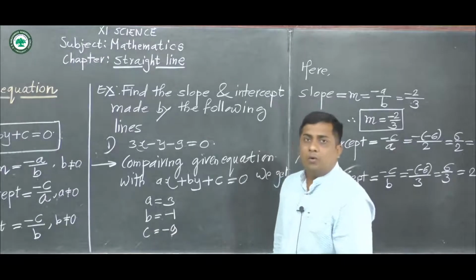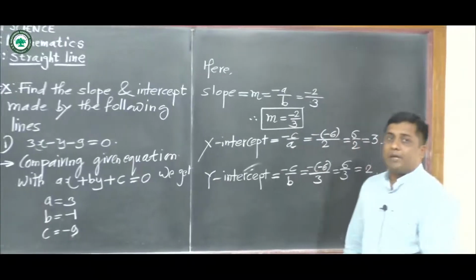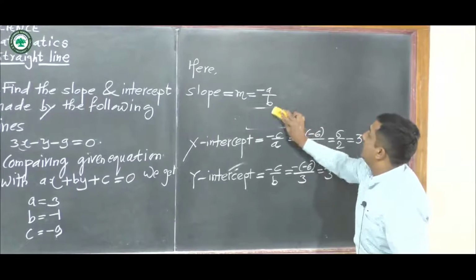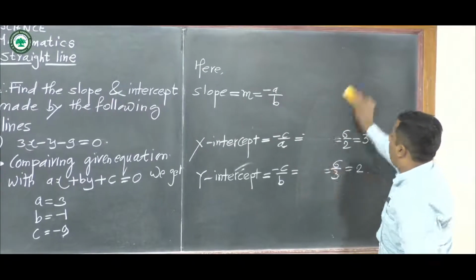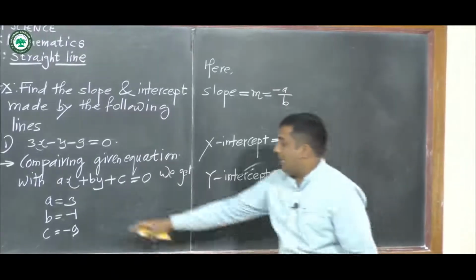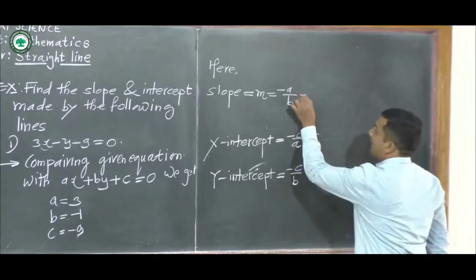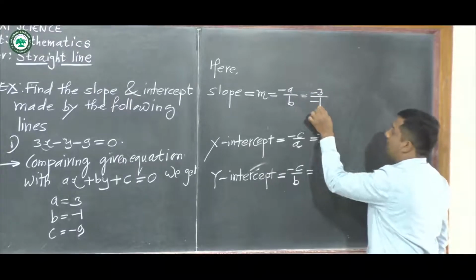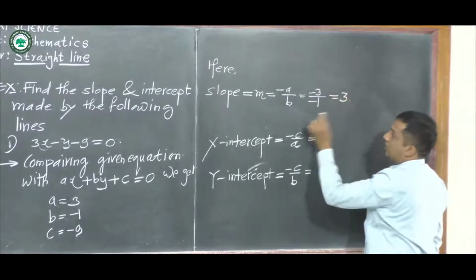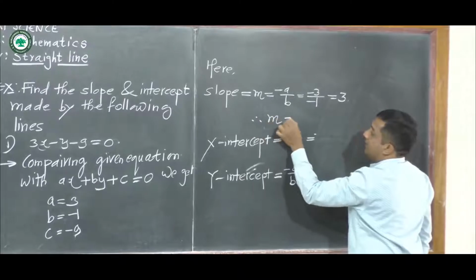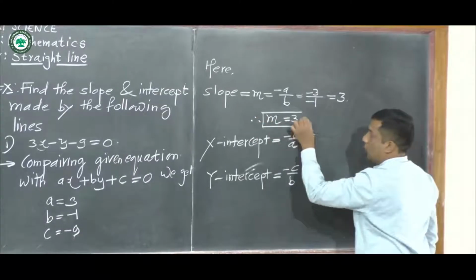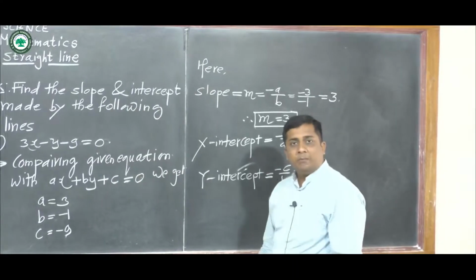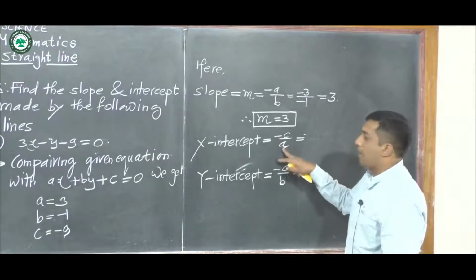Now we find the slope, x-intercept and y-intercept. We know the slope m is minus a upon b. Here a is 3, so we replace a by 3. So minus 3 upon b, which is minus 1, is equal to 3. Therefore m is equal to 3. The slope is 3. Next we have to find the x-intercept. We know the x-intercept is minus c upon a.